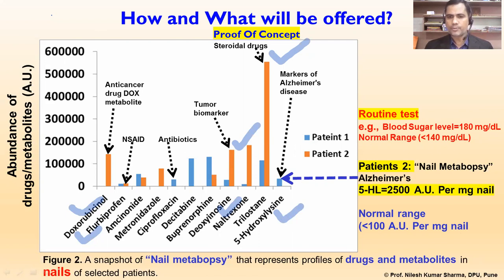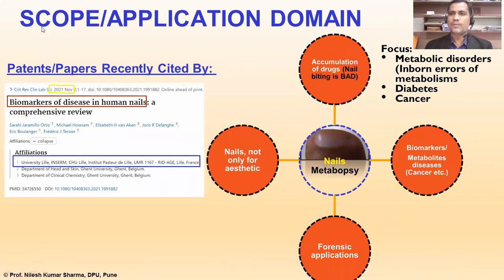Fine. Now the next question is: what is the applicability domain? What is the scope of this startup around NEL Metabopsy? As I said, NELs are not just for aesthetic purposes. NELs accumulate several drugs, metabolites, and many more. That is why the scope is definitely as biomarkers of diseases like cancer and inborn errors of metabolism. In the fields of inborn errors, diabetes, and cancer, forensic applications are also one of the scopes.